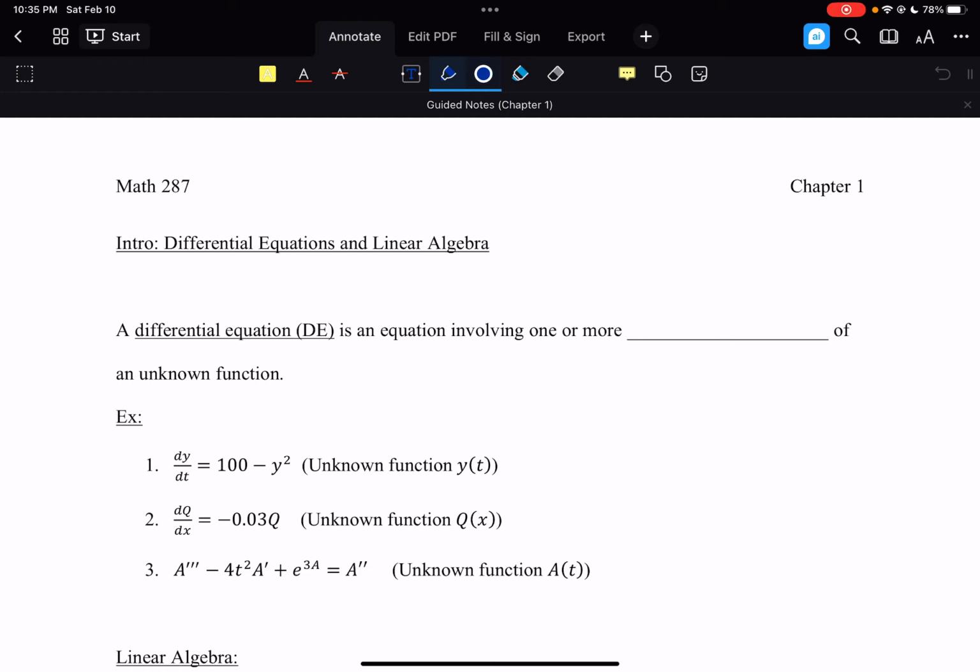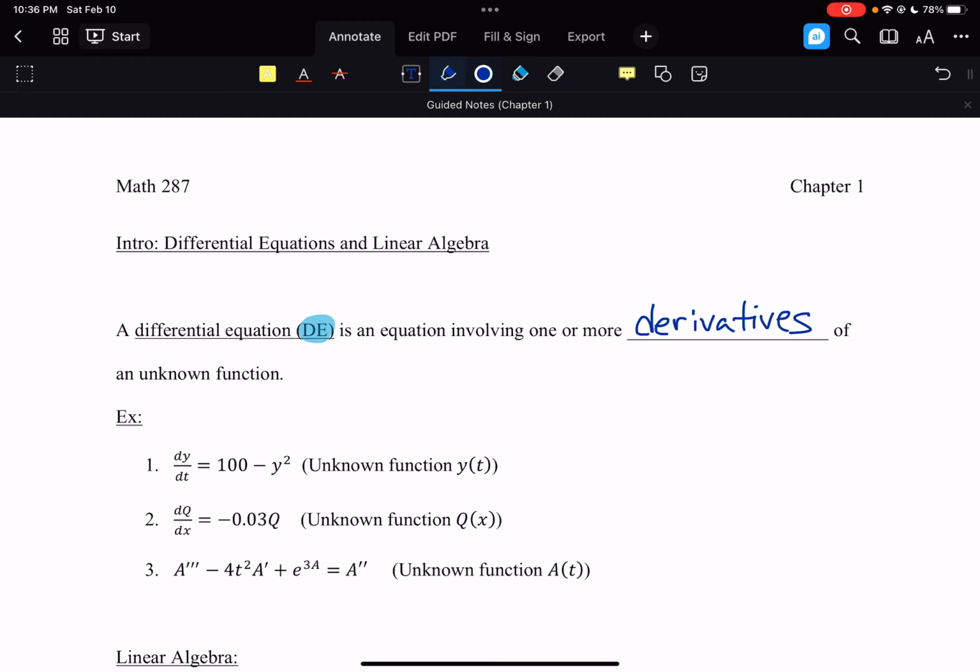So a differential equation, often abbreviated a DE, is basically just what it sounds like. It's an equation involving one or more derivatives of an unknown function.